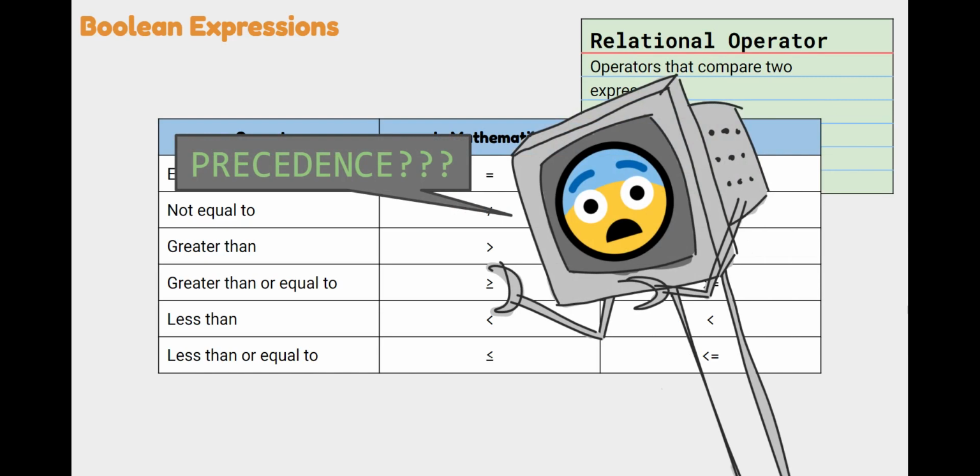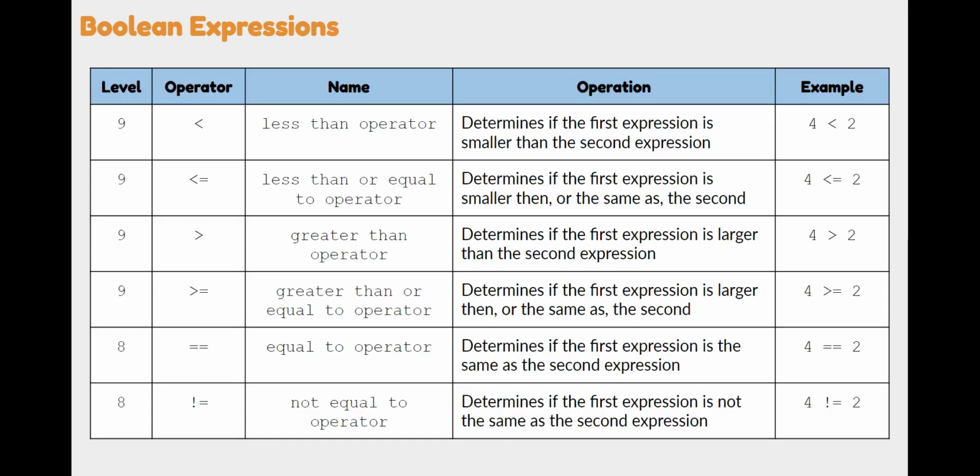Of course, whenever we learn a new operator, we want to know precedence, when it evaluates in relation to the other operators that we have. 4 of those operators are at level 9. That is our less than, less than or equal to, greater than, greater than or equal to. Those are all evaluated at the same level, in the order that they appear in our expression from left to right.